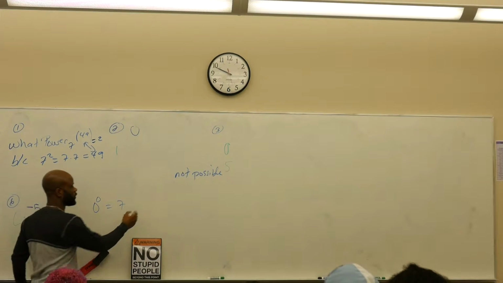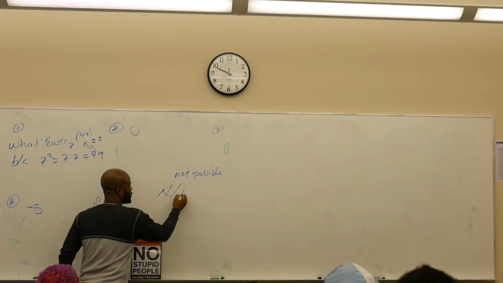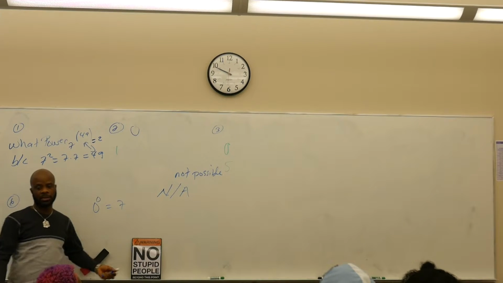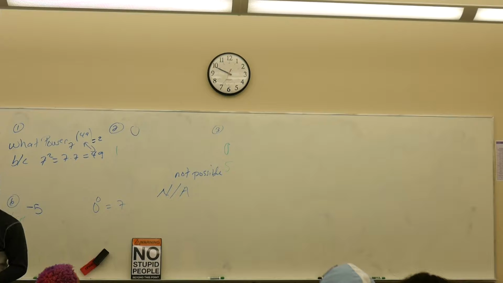The class before you, some folks did it, and they were filling in forms and they wrote that. I'm like, okay, I'll take that. That's fine. So just write that: not possible. All right? There is no number that I can raise 0 to get 7.